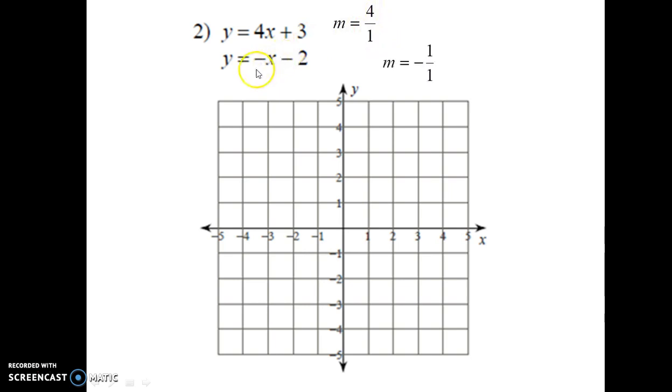Second one, you don't see a number here, but when there's no number, you have 1x, so that's negative 1x. But again, negative 1 can be written as negative 1 over 1, so our slope there is negative 1 over 1. Let's graph this one.